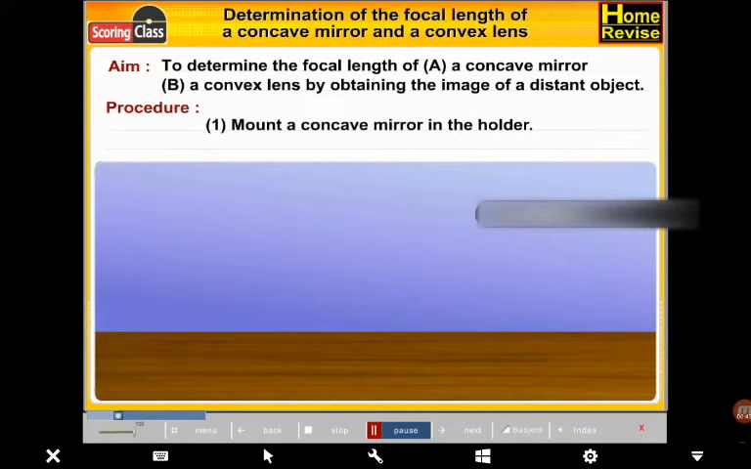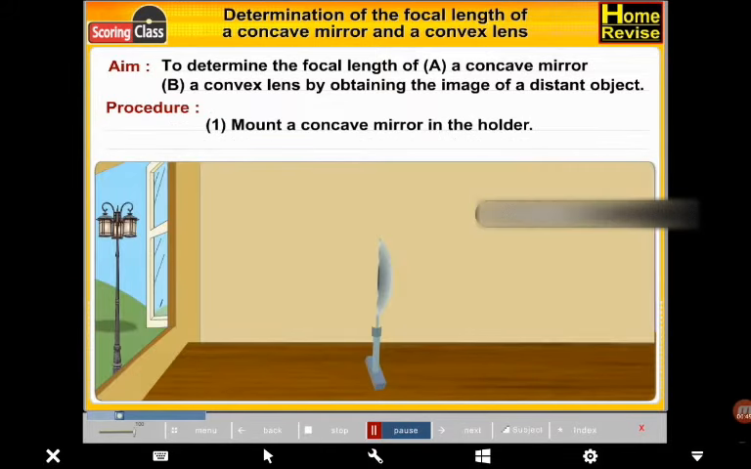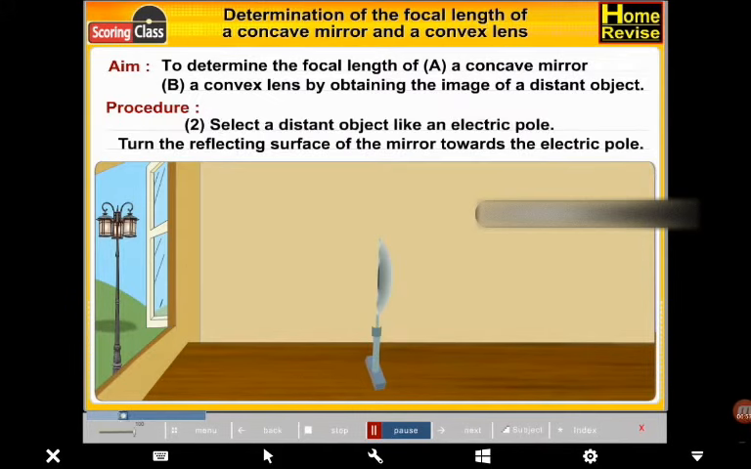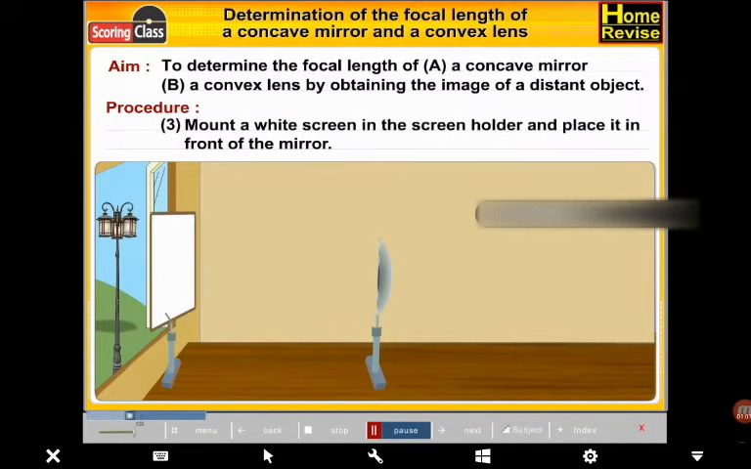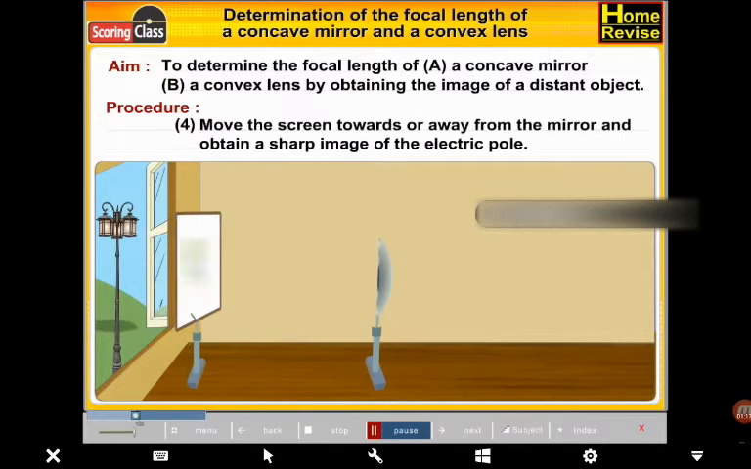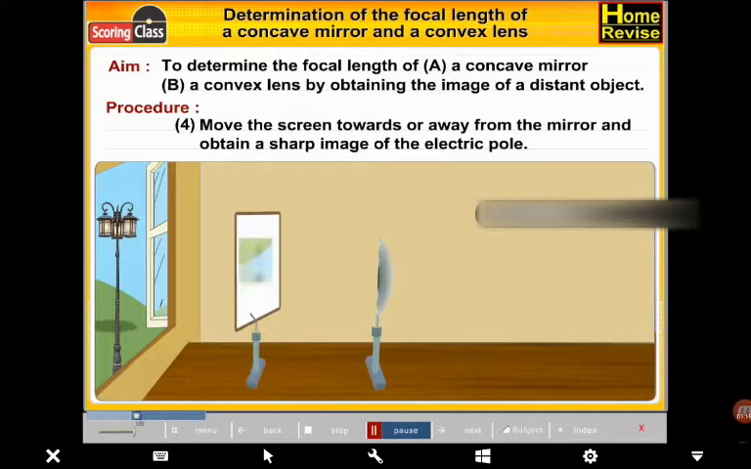Procedure. 1. First we will mount the concave mirror in the holder. 2. Select a distant object like an electric pole. 3. Turn the reflecting surface of the mirror towards the electric pole. 4. Now mount a white screen in the screen holder and place it in front of the mirror. 5. Move the screen towards or away from the mirror and obtain a sharp image of the electric pole.